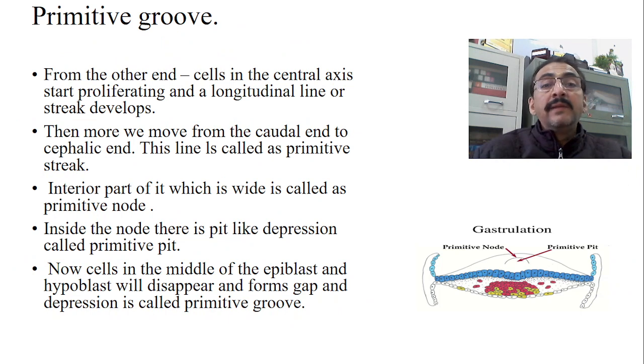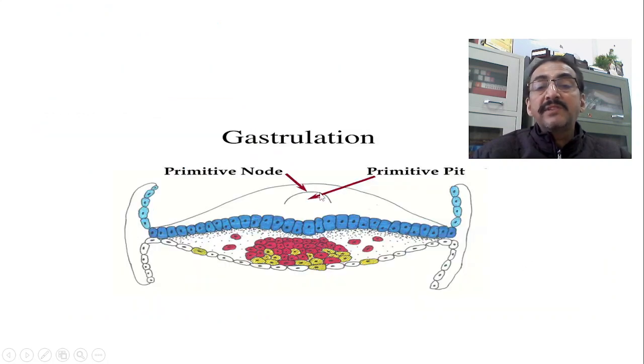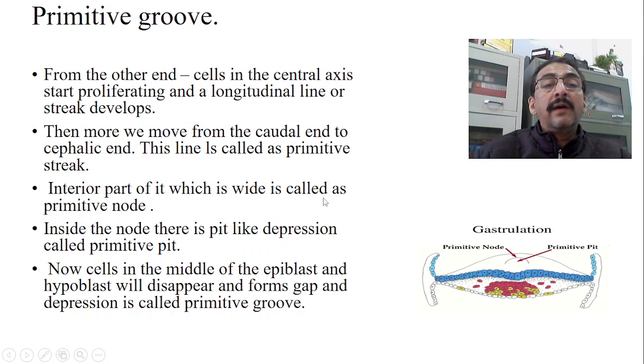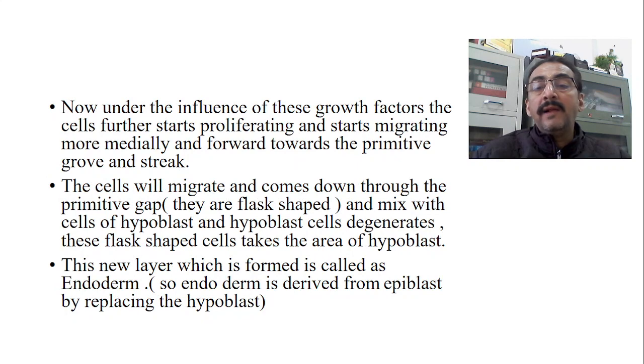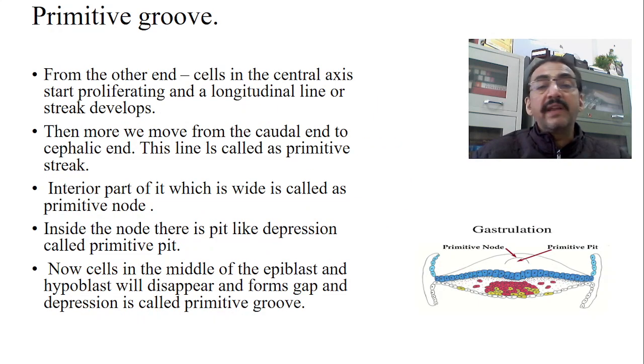From the other end, the cells in the central axis start proliferating. Now if you can see, this is the process of gastrulation. This is epiblast, this is hypoblast. The cells which are present in the central axis start proliferating, and a longitudinal line or streak is formed. That particular streak is called the primitive streak.